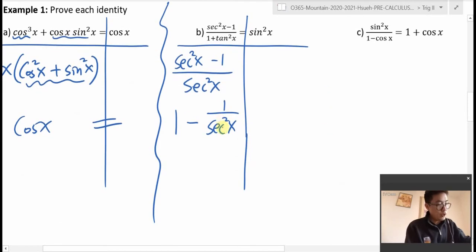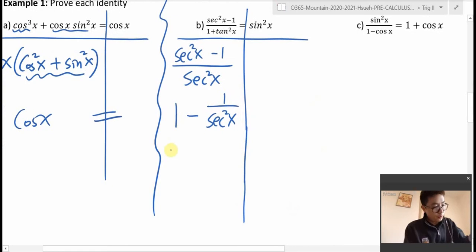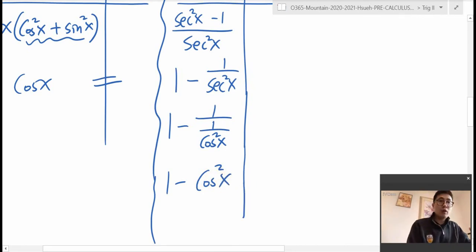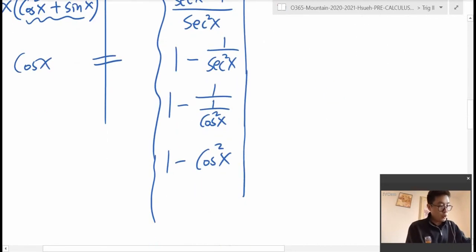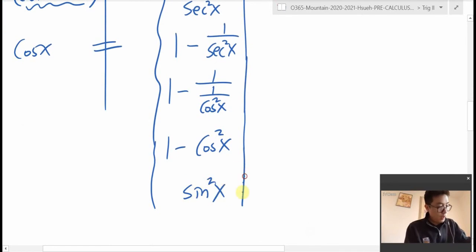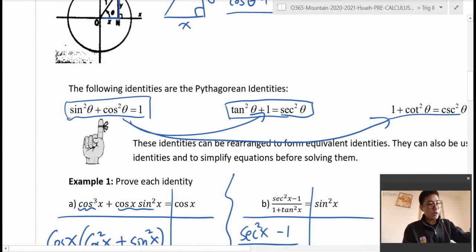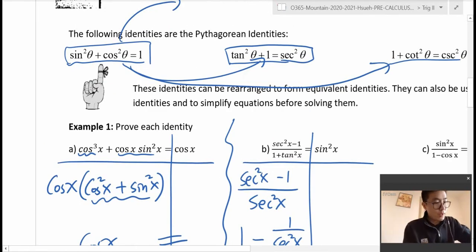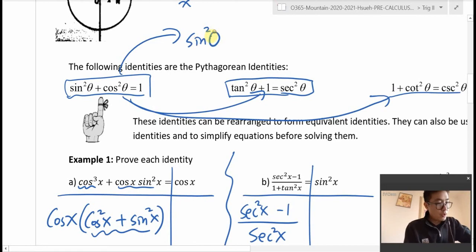Now from here, I'm going to change everything to sine and cosine. So we get 1 minus 1 over secant squared, which is equal to 1 over cosine squared. Now if I flip over this fraction, I actually get 1 minus cosine squared x. And now from here, I do know that 1 minus cosine squared is equal to sine squared x. Now you might ask, how do I do that? Well, that actually comes from this Pythagorean identity. If I move cosine squared to the right, then I end up with sine squared theta equal to 1 minus cosine squared theta.